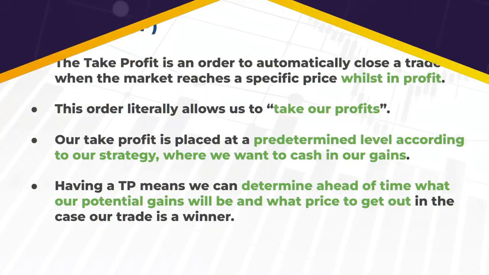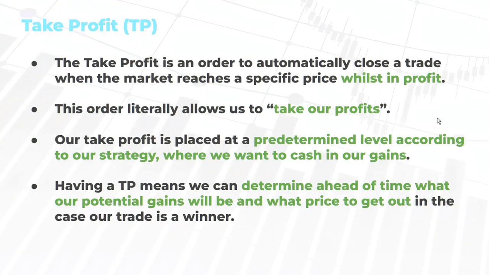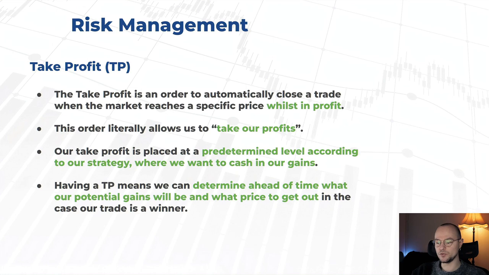So next, let's do a little introduction to the take profit. So similar to the stop loss, it is an order to automatically close a trade when the market reaches a specific price, this time in profit. Literally, it allows us to take our profits. So our take profit is usually placed at a predetermined level, again according to our strategy, where we want to cash in our gains. So it is through these 2 tools that we can implement the concept of risk to reward. So let's switch over to the charts and I'll show you an example of what this looks like.